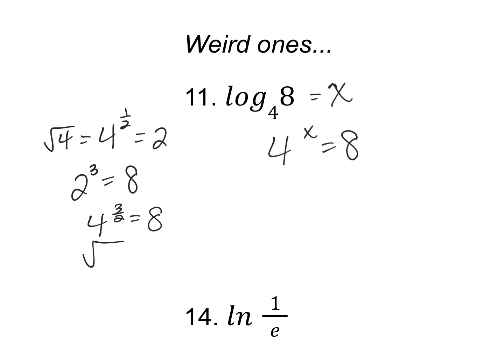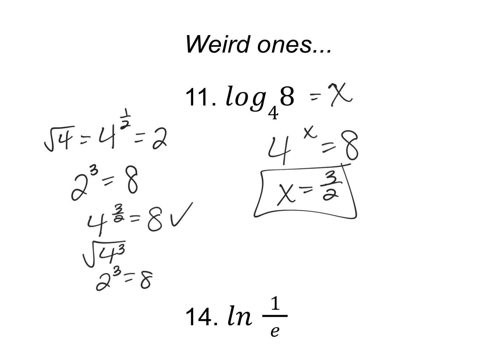Because that would be the square root of 4 to the third. You would always root it first. So 2 to the third equals 8. So yes, that works. I know it's weird and you're probably like, ooh, that's really gross. I know it is, but you're fine. So this x is going to be 3/2.